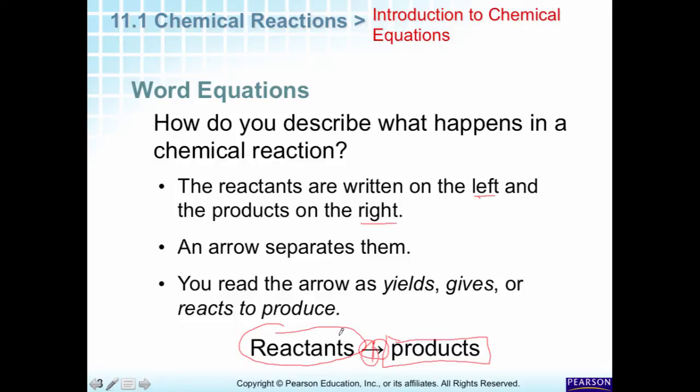So how do we say that? Instead of reactants give products, we use the word yields. Sometimes we might use gives. Sometimes we say certain things react to produce. But these are words that we will use in saying reactants yield. That's really what the arrow means, yields.